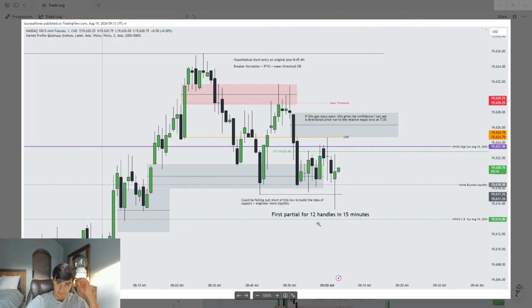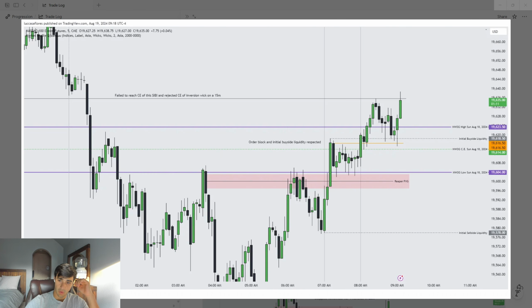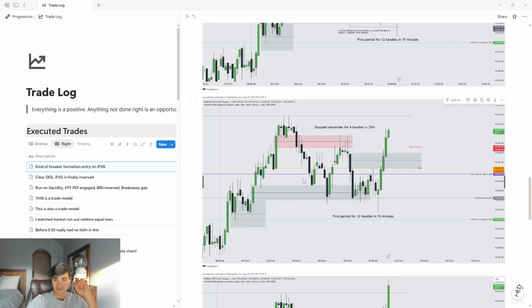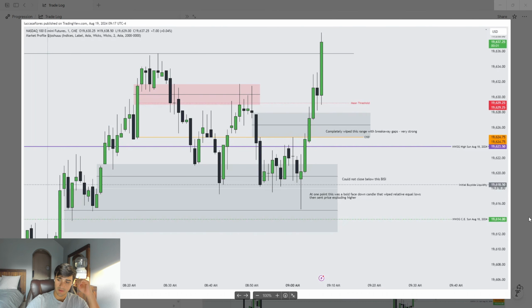But this is how you learn how to read price. Record it, put your thoughts behind it, make it make sense, and it's fun. It becomes a process. It becomes something that you enjoy doing.